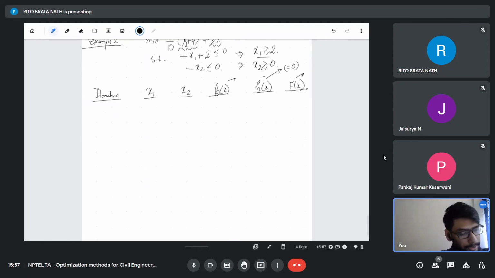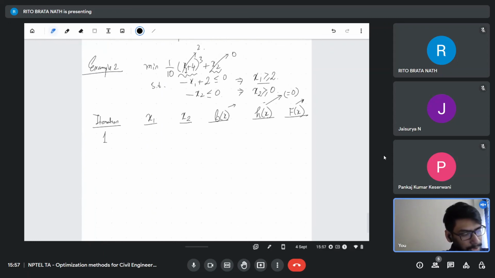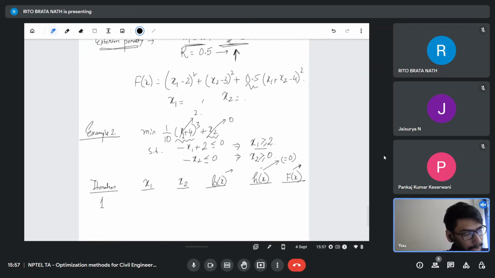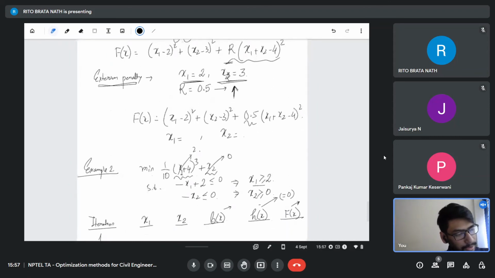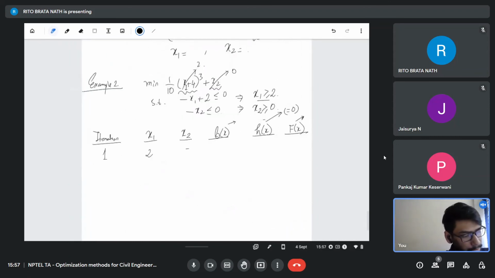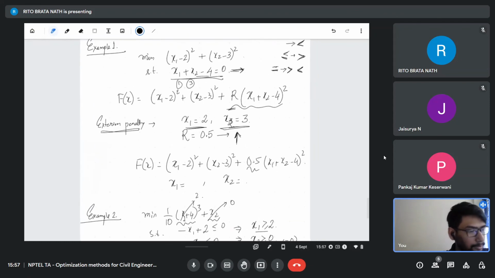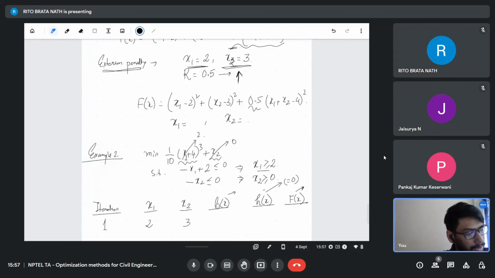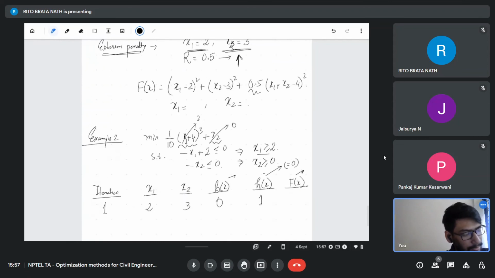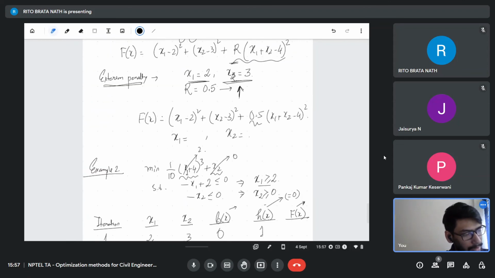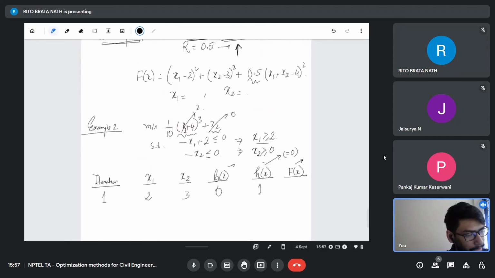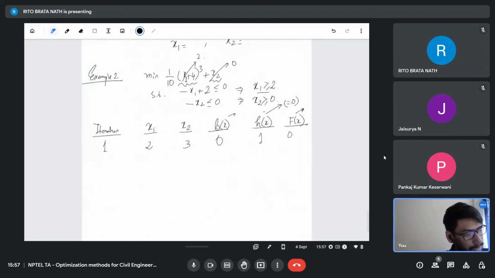So in iteration 1, you can start with, say, in the problem that I have shown you, 2 and 3. You put 2, 3 in the small fx function, and you probably will get 0, right? And here you will get hx equals 1, and this value will be 0.5 times 1, so this will be 0.5. Now here you can also write r. So r is 0.5.